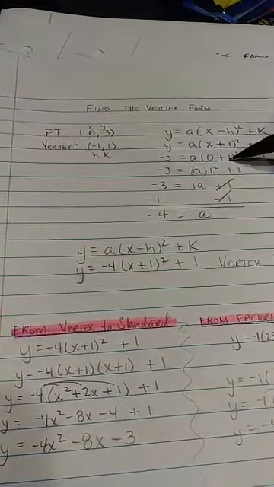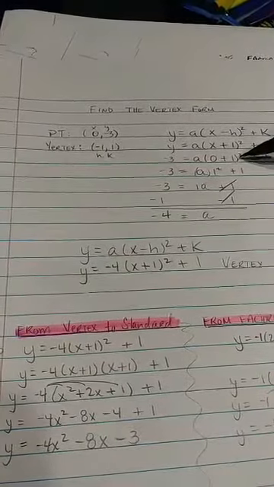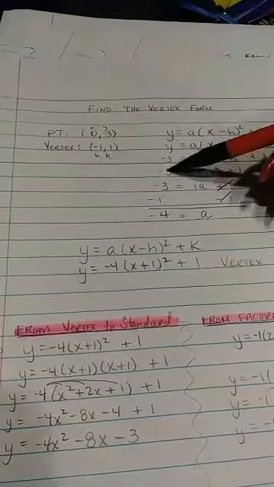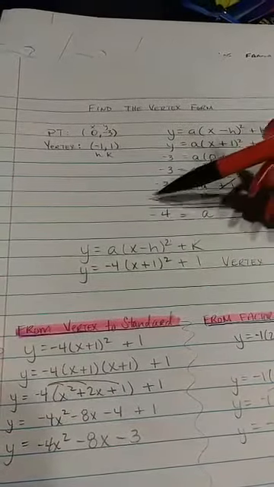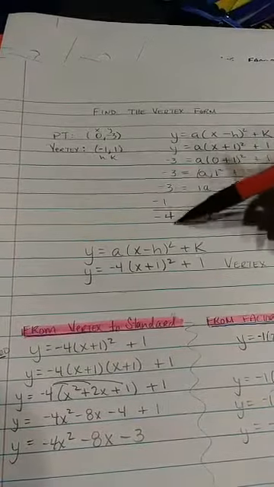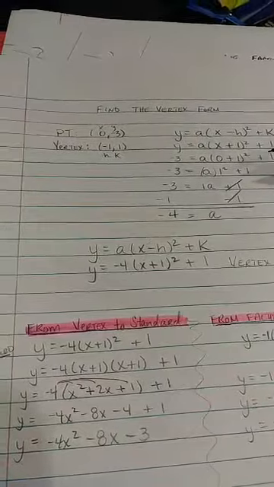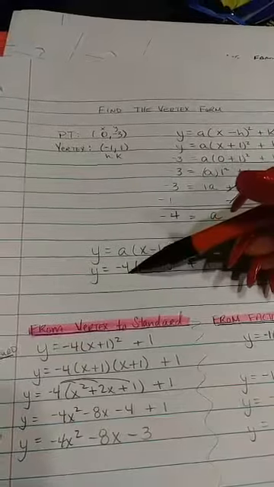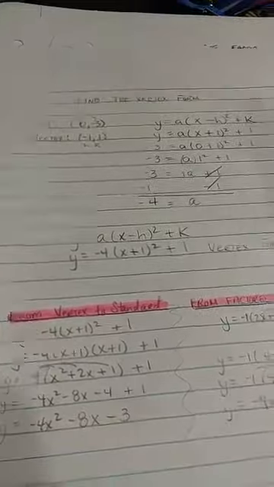0 plus 1 is what? 1. What is 1 squared? 1. So that's 1a. Now bring down your 1 here, bring down your negative 3 here. Now let's subtract 1. And you get negative 4. Be careful. Borrow 3, borrow 1. Bring down. A is negative 4. Now we plug in the a value along with the vertex only. And we have the equation written in vertex form.